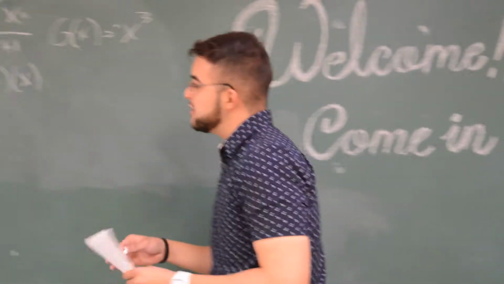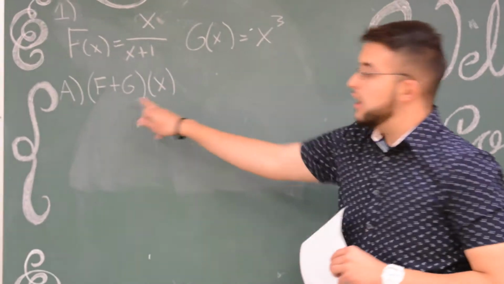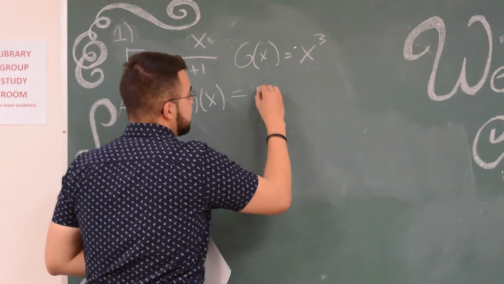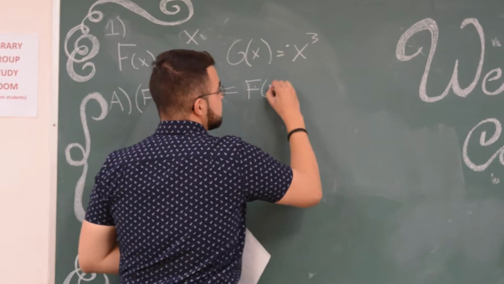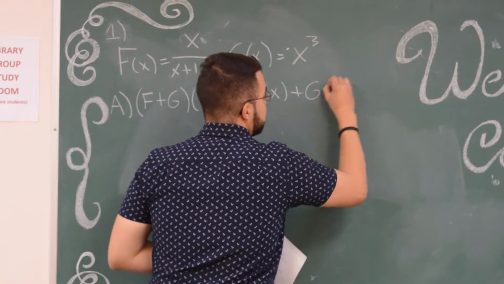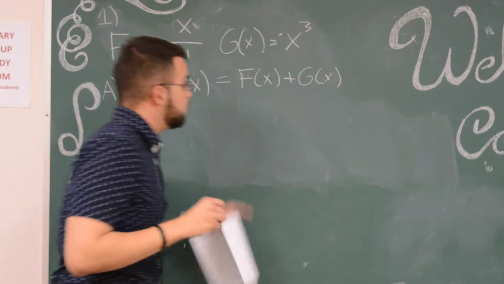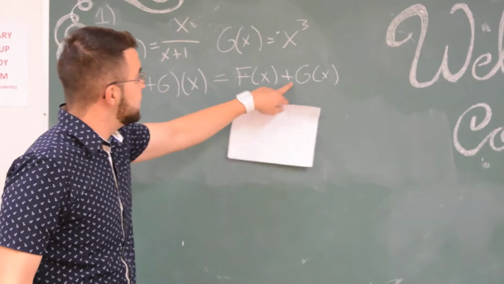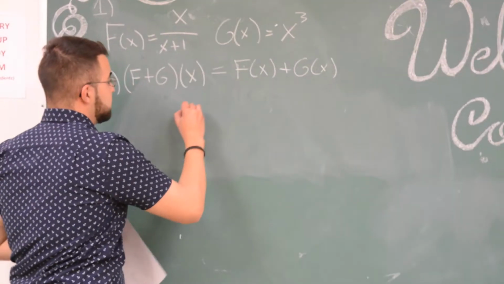So for part A, they're asking us to do f plus g of x. Another way of writing this is exactly like this. f of x plus g of x. What this means is exactly how it sounds. It's f of x plus g of x. So that's all I'm going to do.